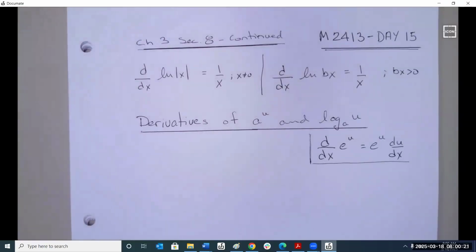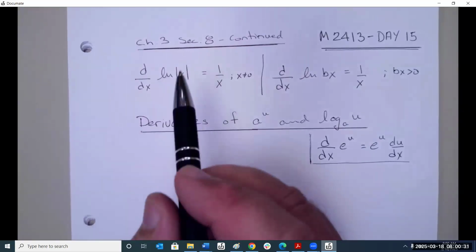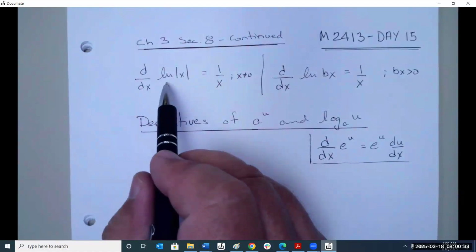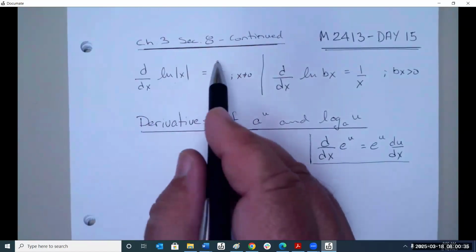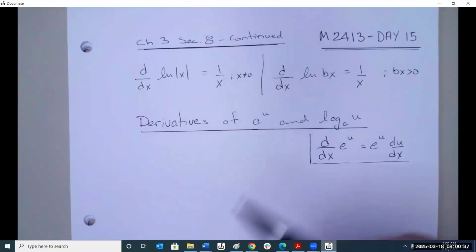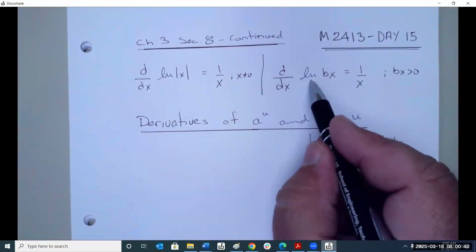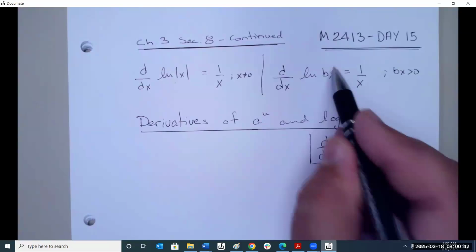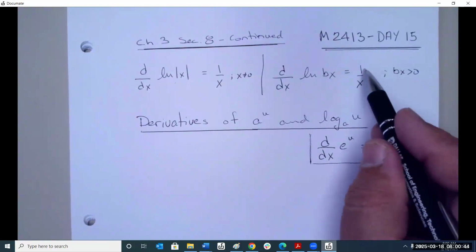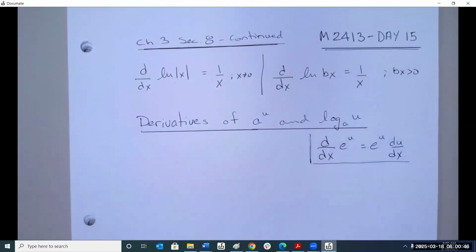All right, we're going to finish up section 8 and try to finish up the chapter by doing the derivatives of inverse functions, inverse trig functions. Review. The derivative of the natural log of absolute value of x is 1 over x. And the derivative of log base b of x, remember what b is, as long as it's positive, is also 1 over x. The b's cancel because it's a constant.